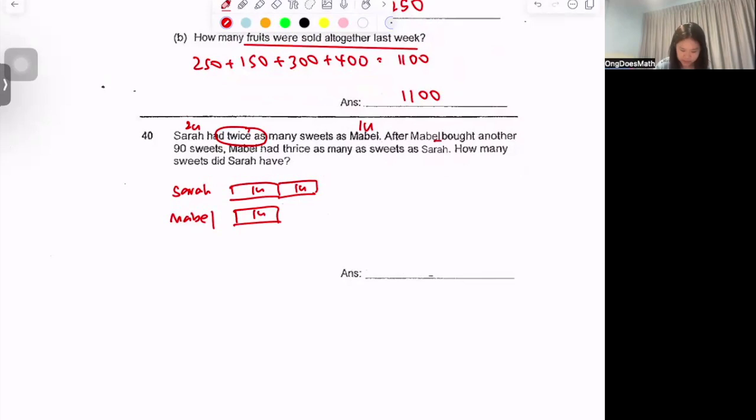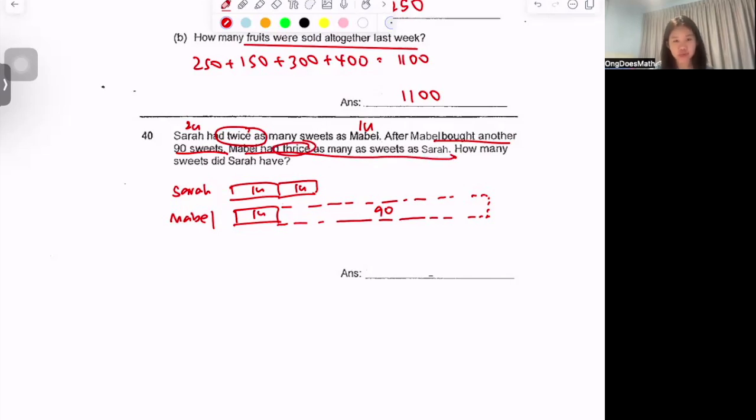Next, Mabel bought another 90 sweets. And now Mabel had thrice as many sweets as Sarah. Thrice doesn't mean Mabel has 3 units. This is a very, very common mistake. So you have to look at what Sarah has first. Sarah has 2 units, right? Which means thrice of Sarah means 3 times of Sarah. So 3 times 2 units should give you 6 units. So Mabel is supposed to have 6 units in total at the end.